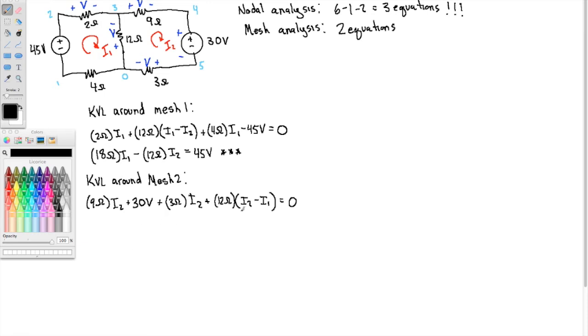Alright, so I'll combine some like terms. This is minus 12 ohms times I1. And I've got 12, 3, that's 15, and 9, so that's 24 ohms times I2. And I can subtract the 30 volts to the right, and that gives me an equation that is in exactly the same form as equation 1 up there. I'll call this equation 2.